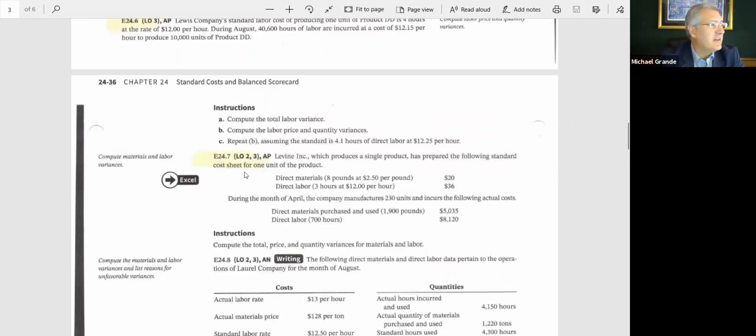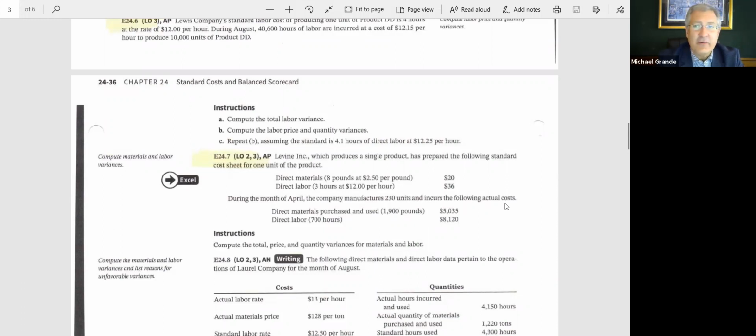Exercise 24-7. Levine Inc., which produces a single product, has prepared the following standard cost sheet for 1 unit of product. So this is the standard information. Direct materials, 8 pounds at $2.50 a pound for $20 per unit. Direct labor, 3 hours at $12 per hour, $36. During the month of April, the company manufactures 230 units. That's the actual output.